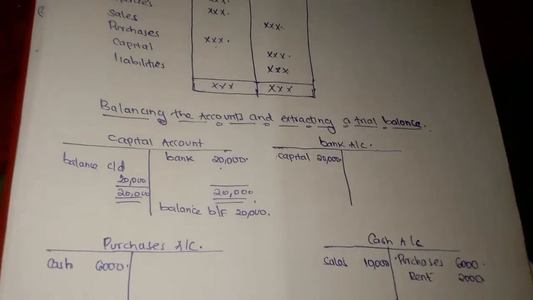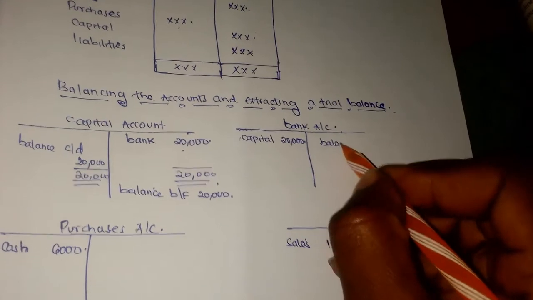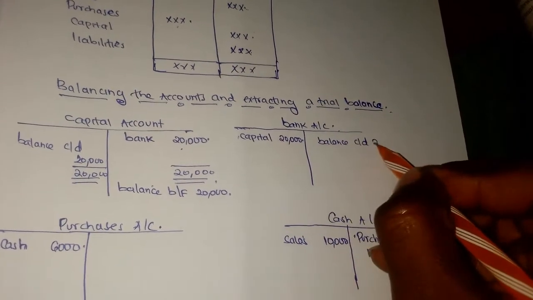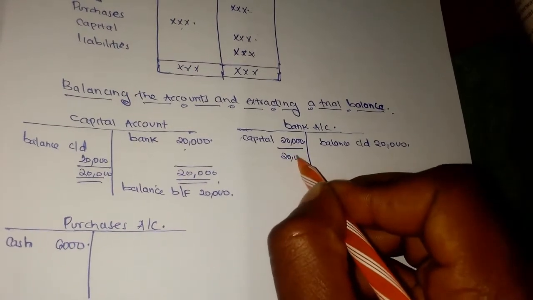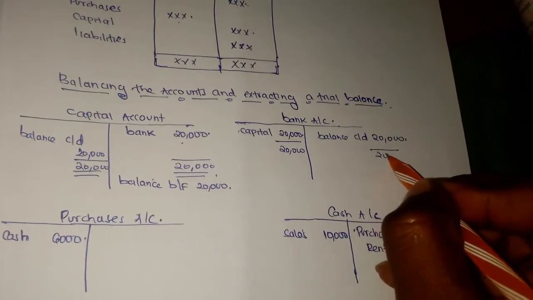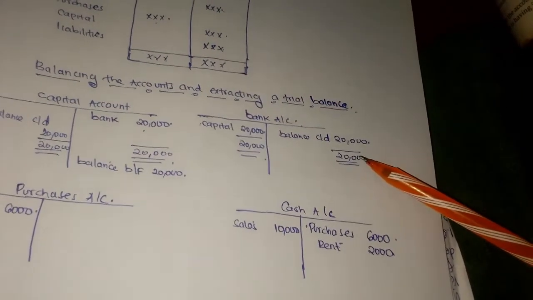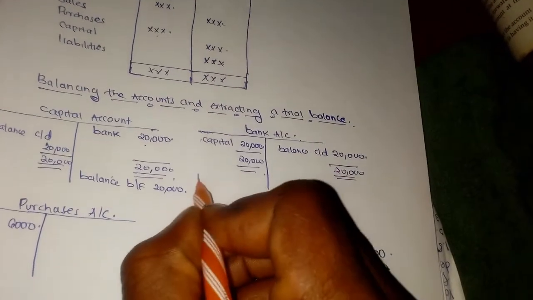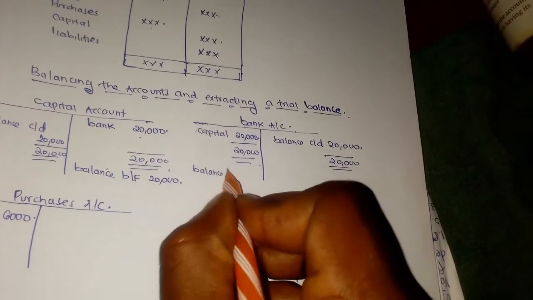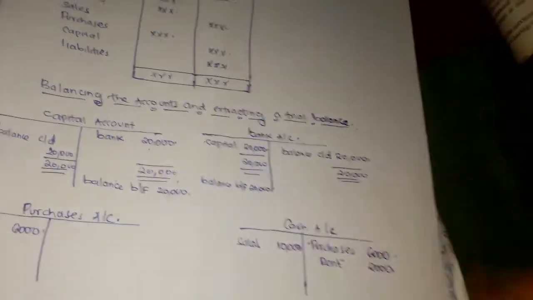Good. Then the same for the bank account, that is balance carried down 20,000. So we'll balance 20,000. So our balance is 20,000. So then this is balance brought forward. We'll have 20,000 for the next year. That is the next accounting period.